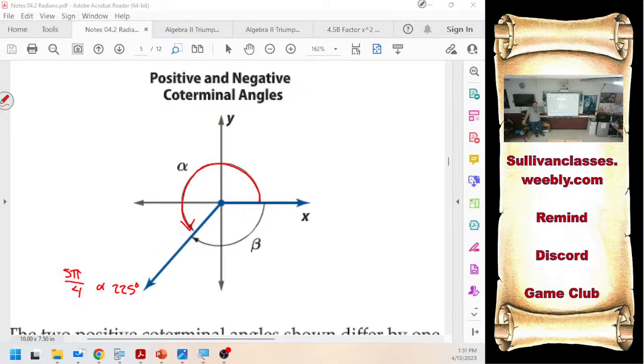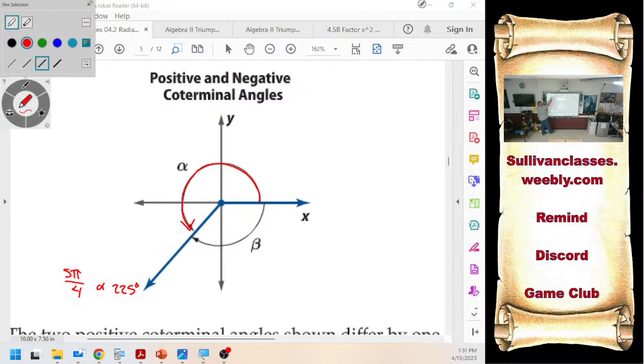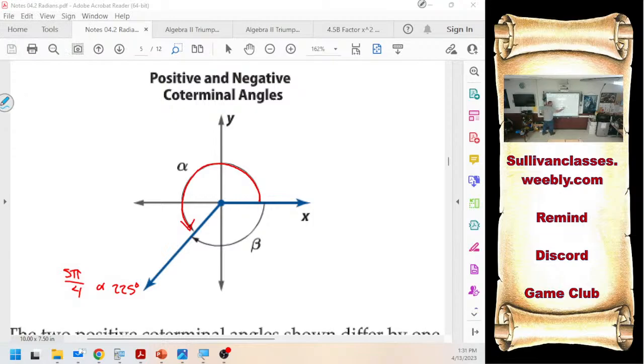Now there was a different way to get there. I didn't have to go that way. I could have instead gone this way. Altogether, there's 8 slices on the pizza. 5 of them are right here. So how many are left? 3/4 of pi. And because I went the other direction, I call it a negative 3 pi over 4. Or a negative 135 degrees. They're coterminal angles because they end in the same spot.